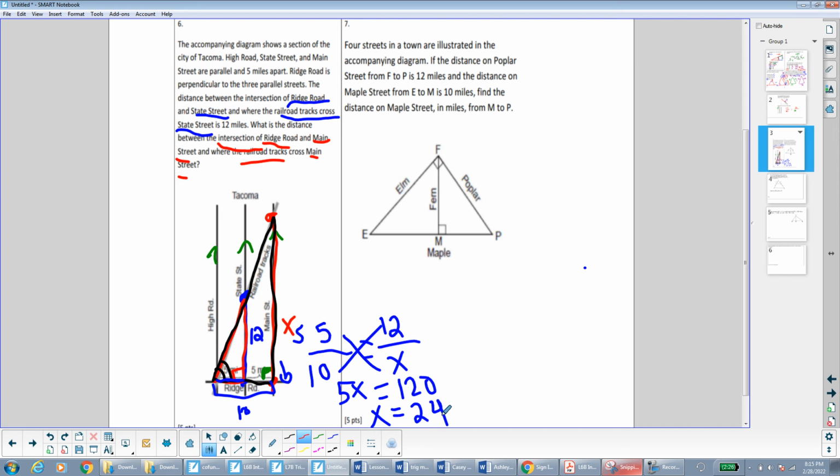Let me write that in. You might have recognized that you didn't even need to set up a proportion. If the small side is 5 and the big side is 10, the scale factor is 2, and double 12 is 24. You could have been done with the problem already.